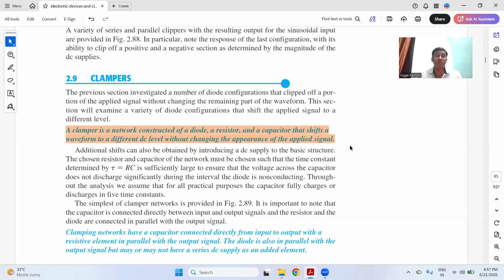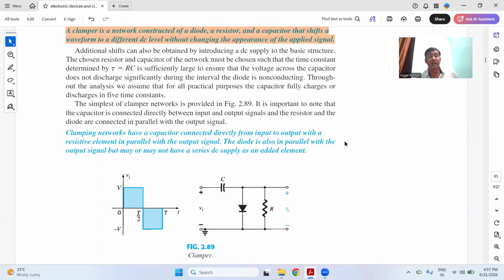So, in the case of the clamper, there is one more component, known as the capacitor. In the clipper, there is no capacitor, but in the clamper you will have a capacitor. Clipper clips the circuit, clamper clamps the waveform. Clamps means you will shift a waveform from one voltage level to a different voltage level. That is called clamping. So you have a capacitor in the case of a clamper. That's why it works as a clamper.